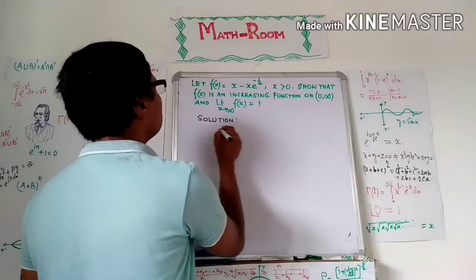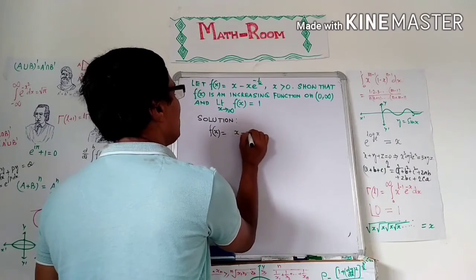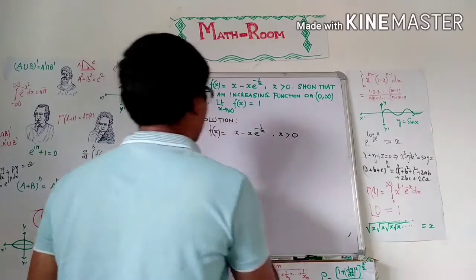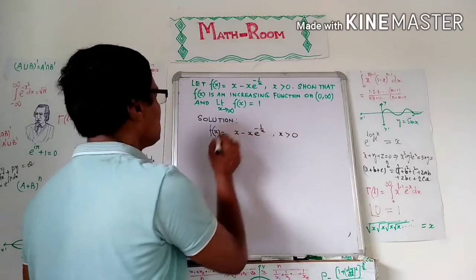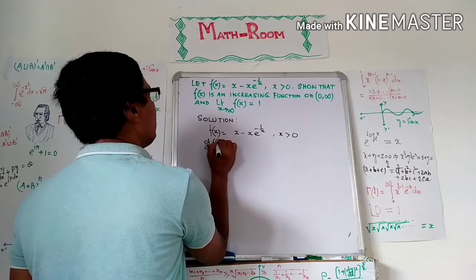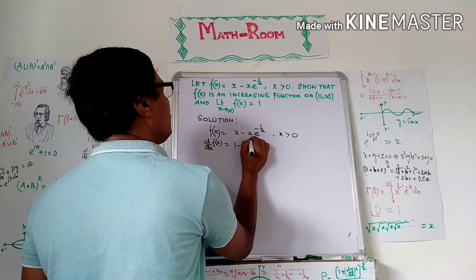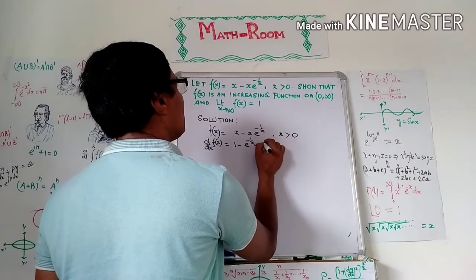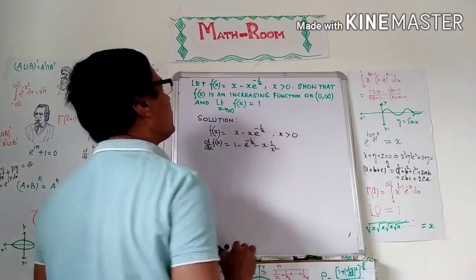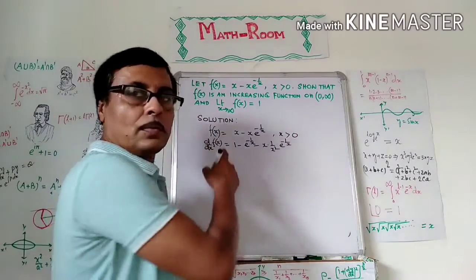So, our job is to check the sign of the differentiation of the function f(x). Here f(x) = x − x e^(−1/x), also x > 0. So we can differentiate this function with respect to x, that is d/dx of f(x) = 1 − x into (1/x²) e^(−1/x). This is the differentiation of f(x) with respect to x.